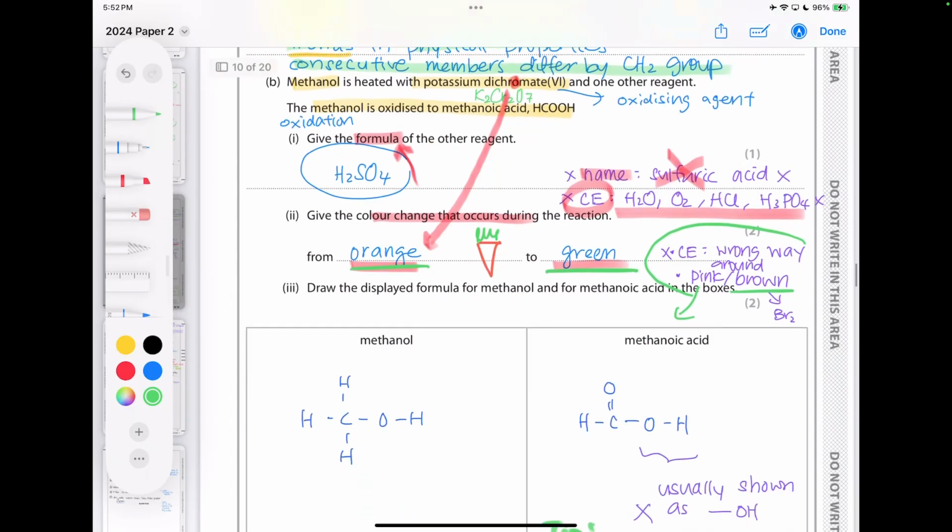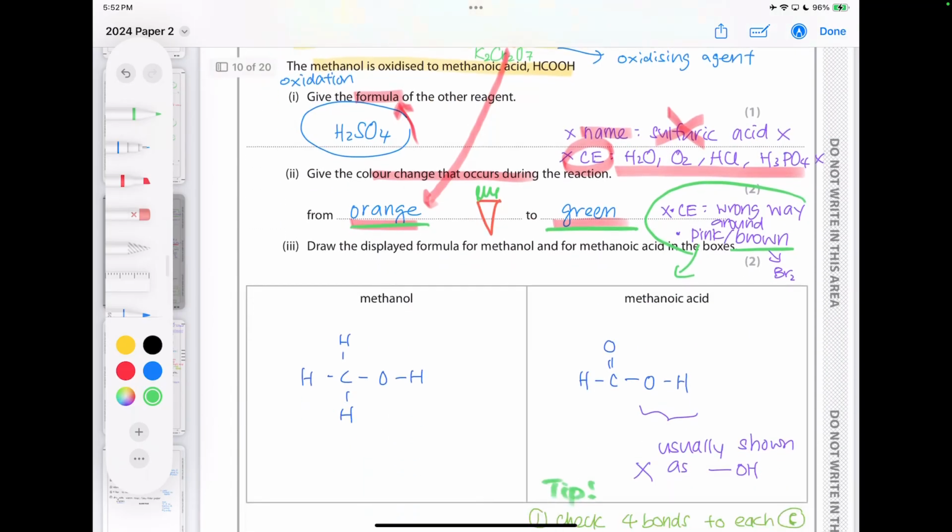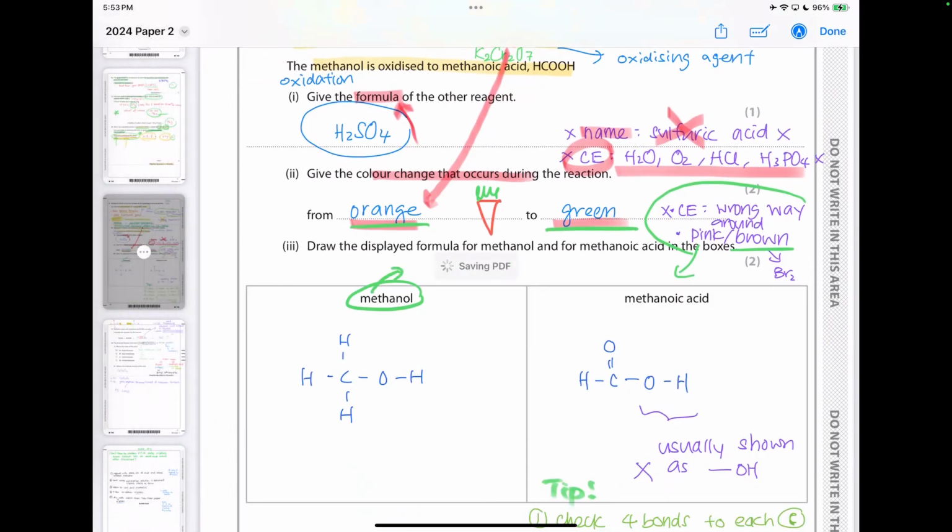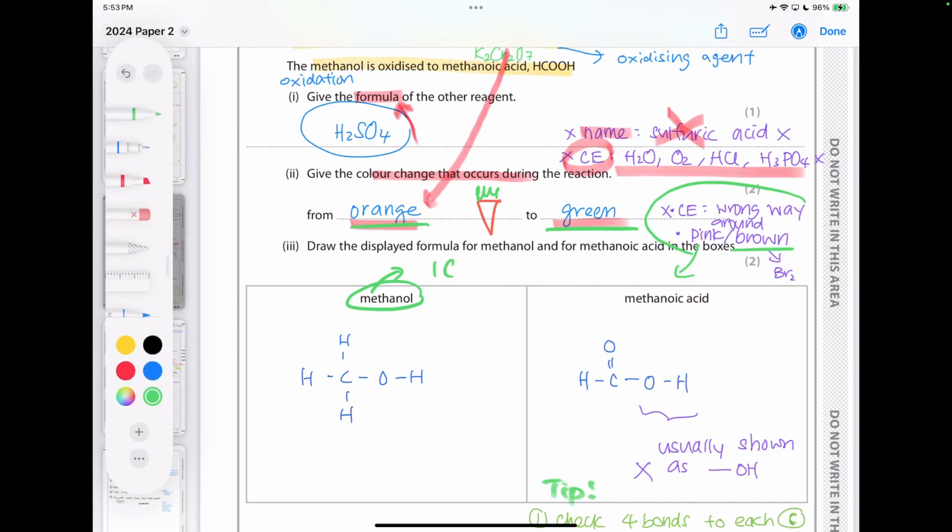Okay, so next we're going to draw methanol. Methanol, as the name suggests, meth means 1C. So if it's only 1C and it's part of the alcohol family, you need to know that there's going to be OH and it's only 1C.